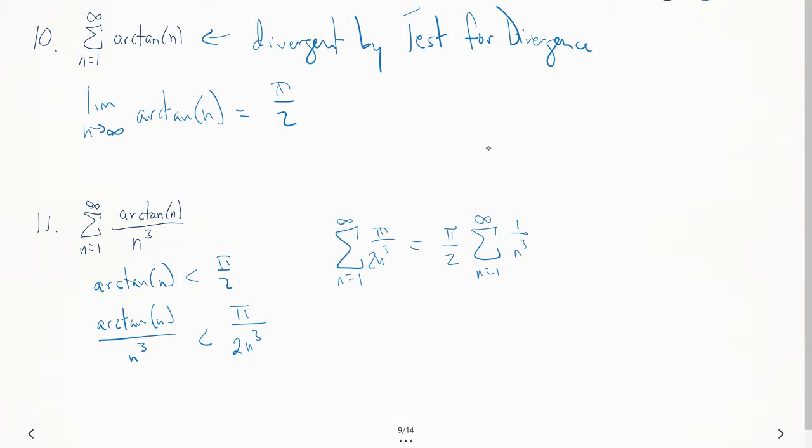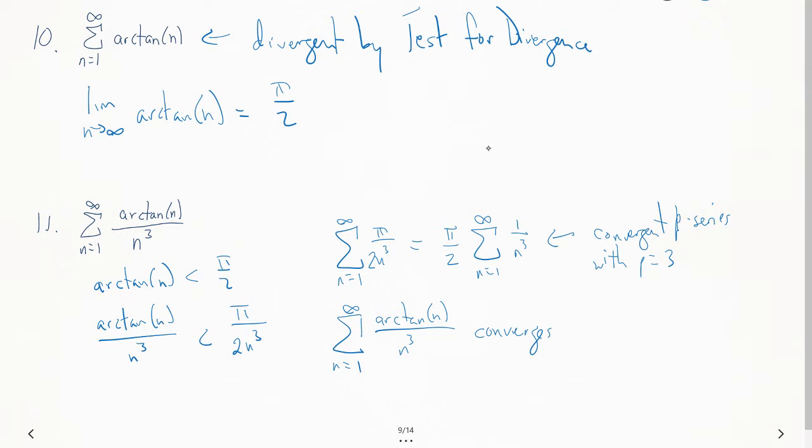And so in that case, what is this? Well, this is a convergent p-series. Right, just because it has a constant out in front doesn't make a difference. Convergent p-series with p equals 3. So that means the summation n equals 1 to infinity of arctangent of n all over n cubed converges by the comparison test.